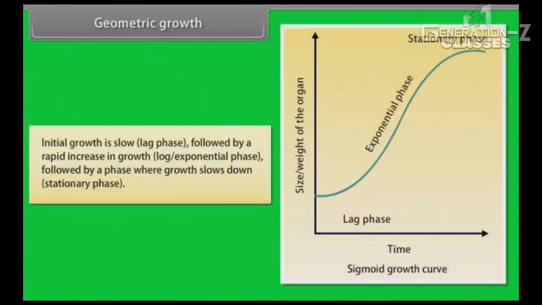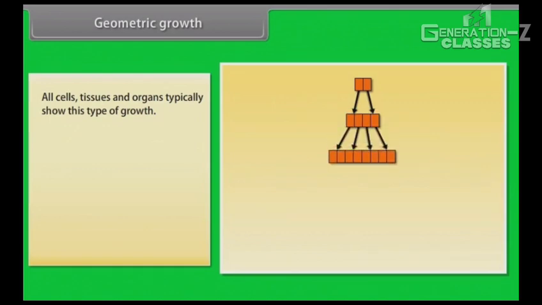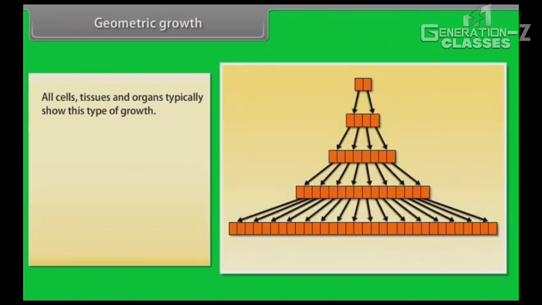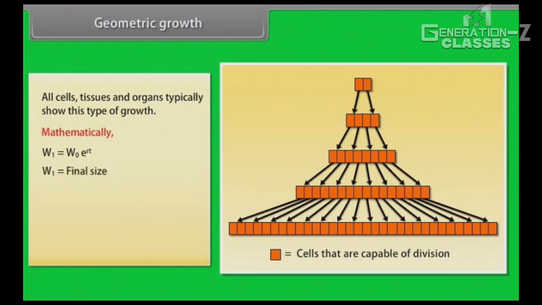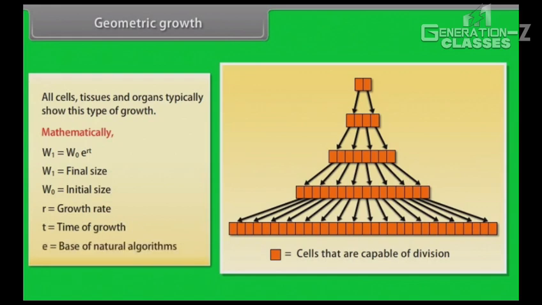Geometric growth. Initial growth is slow, followed by a rapid increase in growth, followed by a phase where growth slows down. All cells, tissues, and organs typically show this type of growth. Mathematically, W1 = W0 e^rt. W1 is equal to final size. W0 is equal to initial size. r is equal to growth rate. t is equal to time of growth. e is equal to base of natural logarithms.